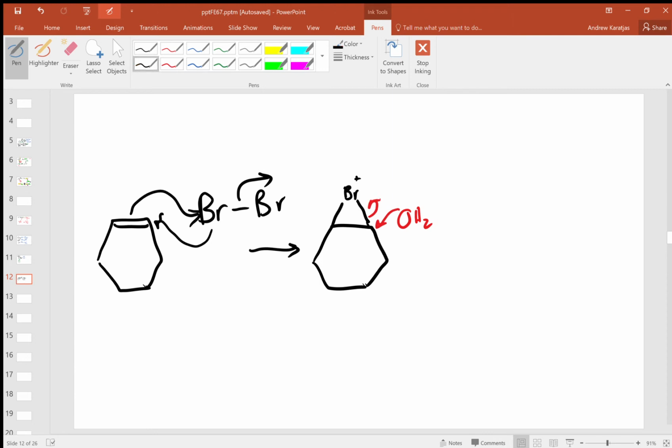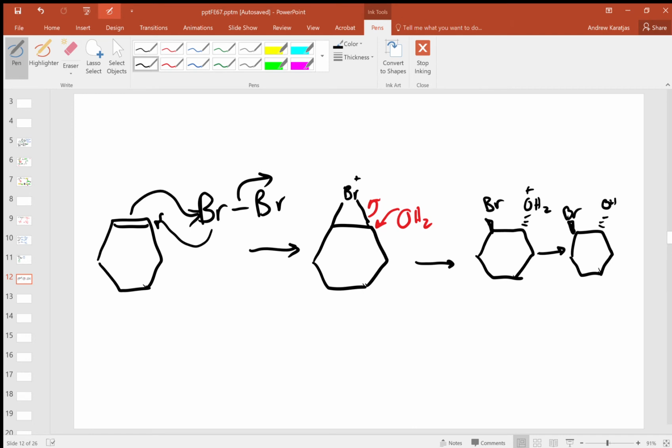Because that three-membered ring is essentially on one side of the alkene, the nucleophile that comes in has to come in from the opposite side. And so while there's no preference for whether that ring is going to form on the top or the bottom, we do find that the bromine and the alcohol will be on opposite sides. Finally, the OH group has to lose a proton to become the alcohol, and we get our product.